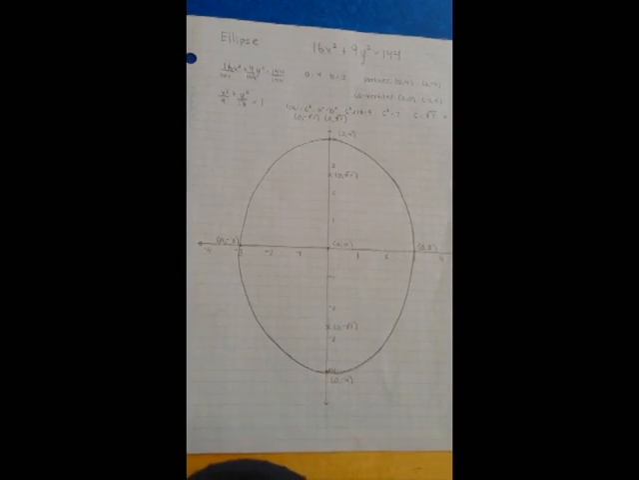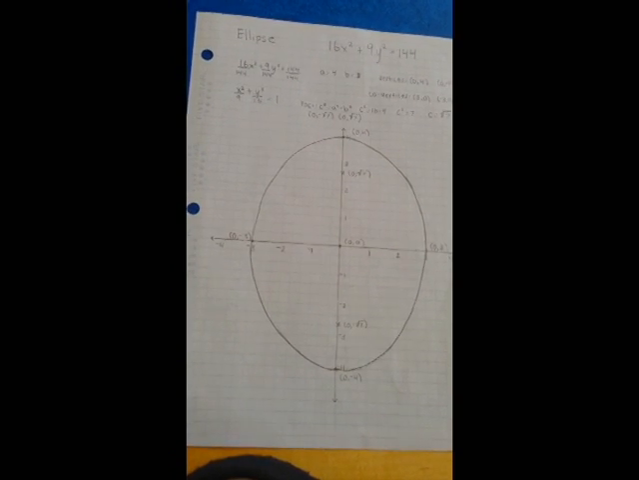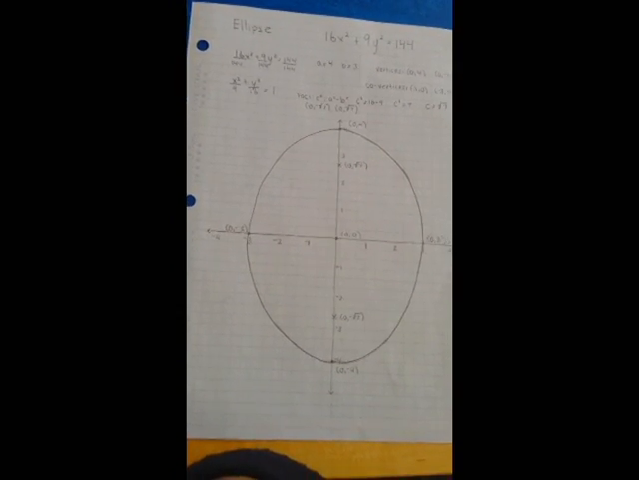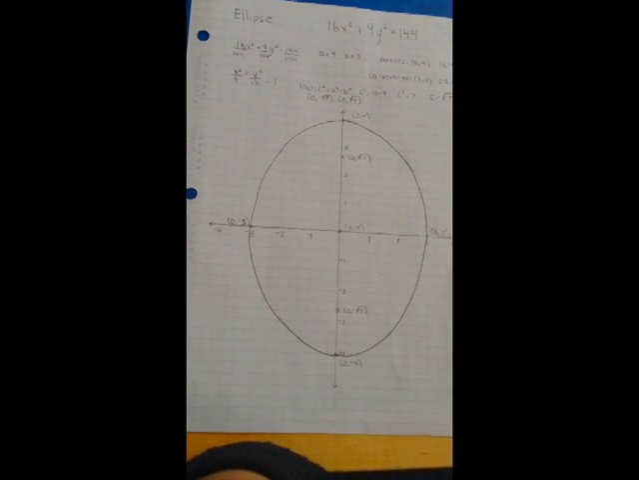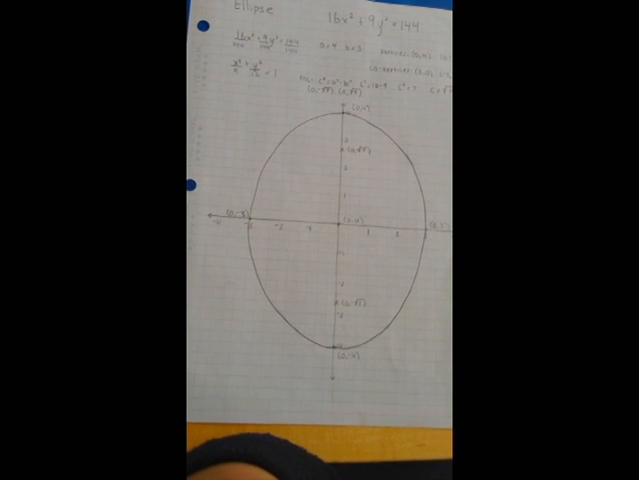To draw an ellipse, you need to find the vertices, covertices, and foci. The equation for a horizontal ellipse is x squared over a squared plus y squared over b squared equals 1. And the equation for a vertical ellipse is x squared over b squared plus y squared over a squared equals 1.